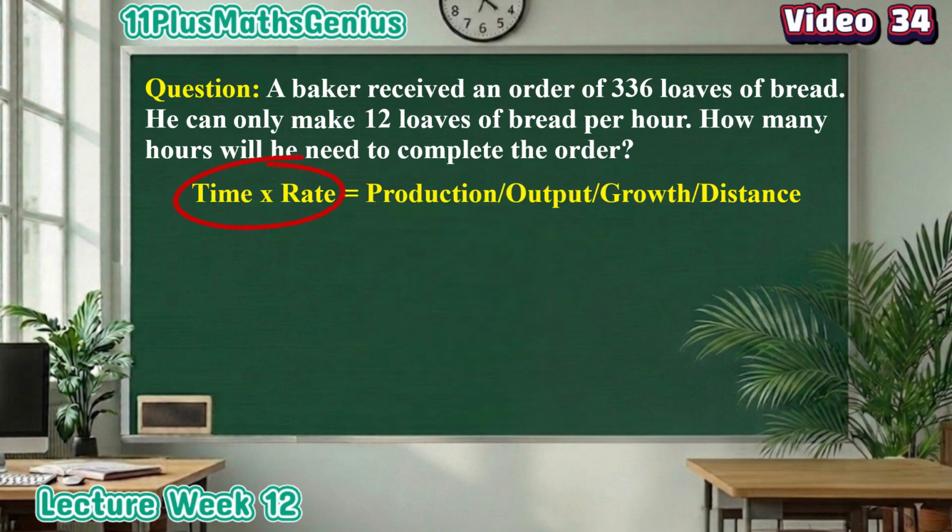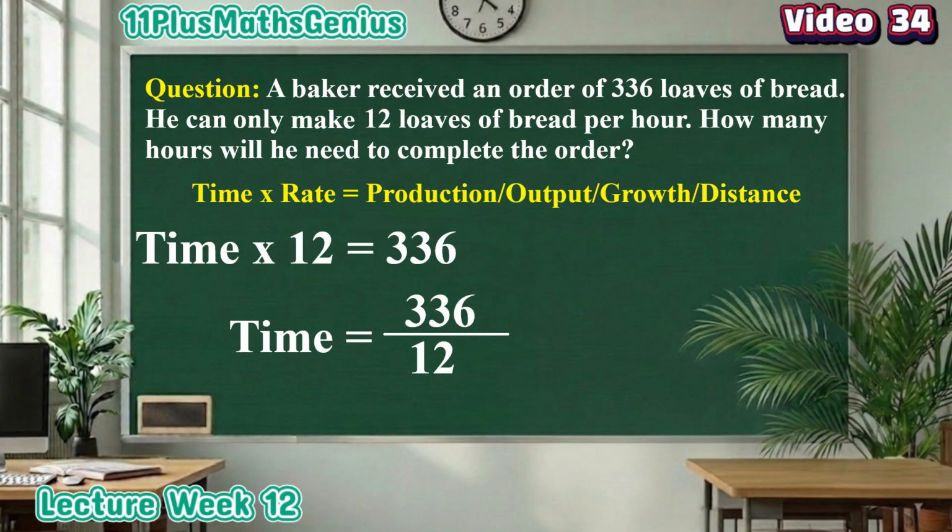We know that time, multiplied by rate, is production, output, growth, or distance, whichever you like. Now, we don't know the time yet, but we know that per hour he makes 12 loaves of bread. Now we know that our baker received an order to make 336 loaves of bread. So we put 336 at the end of the equation as our production. So now we get time times 12, which gives us 336.